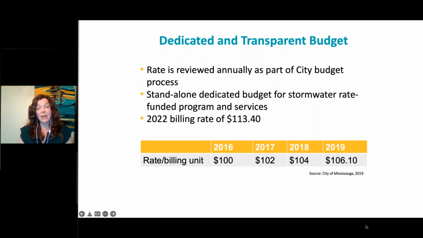Another big reason for us to implement this was to have a dedicated budget. So we have a stormwater rate that is reviewed annually as part of the city's budget process. It's subject to public debate, and council, our elected officials, our councillors and mayor, all debate it as well, just like they do the general budget. But we know that we have a dedicated amount that we can count on from year to year, which allows us to plan more sustainably.